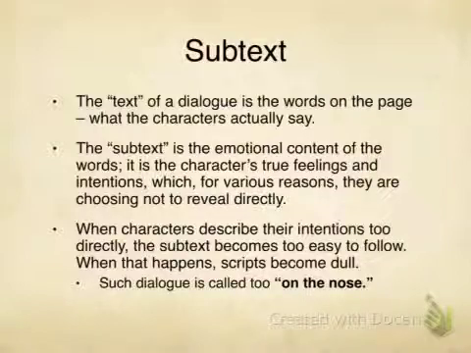The last thing that we're going to talk about is subtext. The text of a dialogue is the words on the page, what the character says, but the subtext is the emotional content of the words. It's the character's true feelings and intentions, which, for various reasons, they are choosing not to reveal. So when characters describe their intentions too directly, the subtext becomes too easy to follow. When that happens, scripts become dull. Such dialogue is called too on the nose, so we want to be conscientious of that.